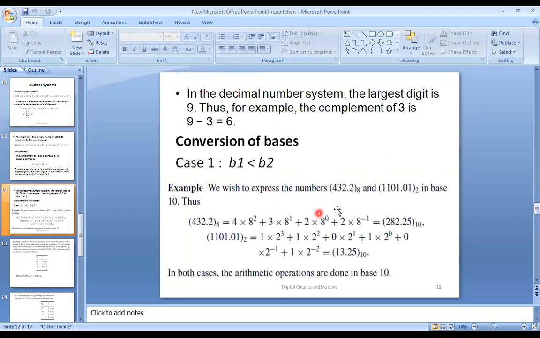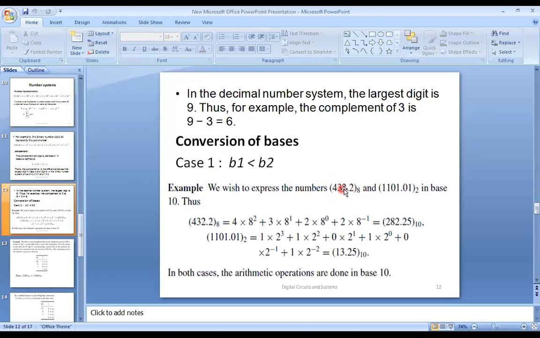Now, conversion here is, we have a number. Let's say we wish to express the number 432.2, which is enclosed in brackets, and we have added a suffix 8. That means this number is in base 8, the octal system. 432.2 is not a decimal number. It is a number in the octal system. That is the convention.